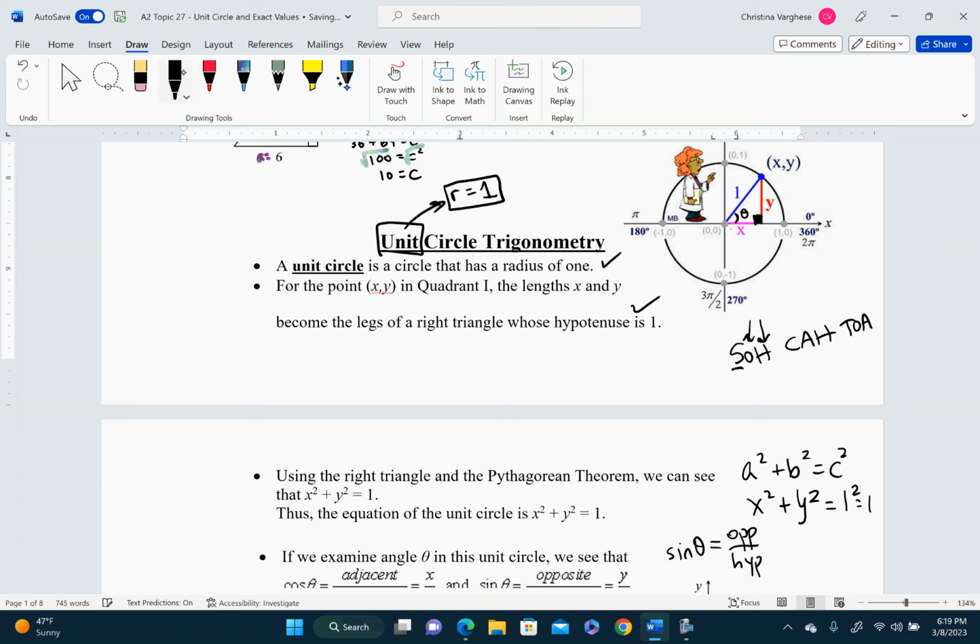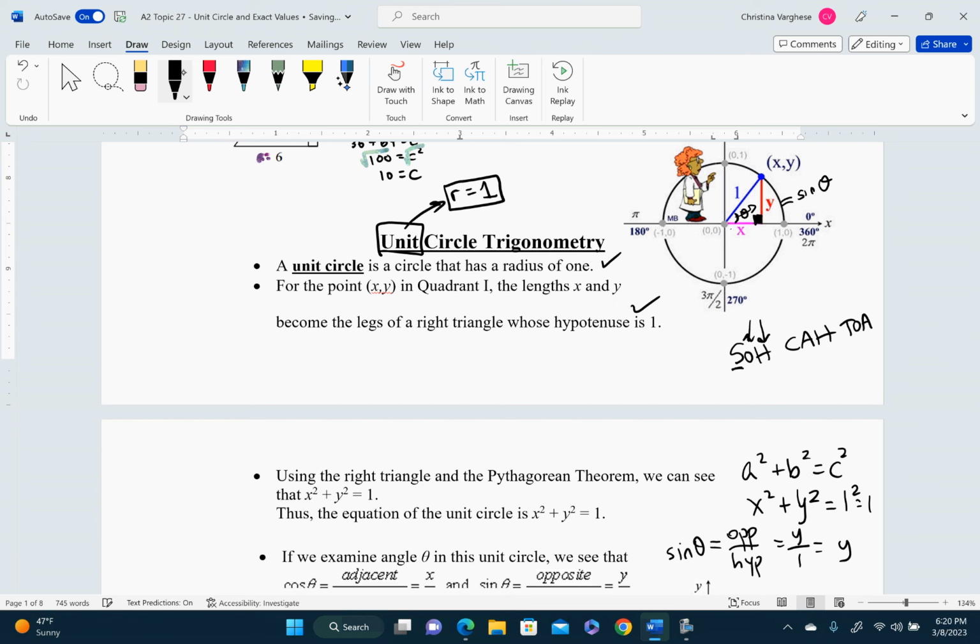Our opposite side here is y. Opposite this angle is y. So I'm going to put y on the top, over our hypotenuse, which is 1. So y divided by 1. Anything divided by 1 is itself, so y divided by 1 is y. This means that sine of theta is our y. So this right here is equal to the sine of theta.